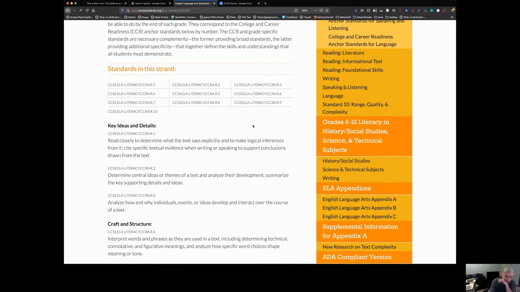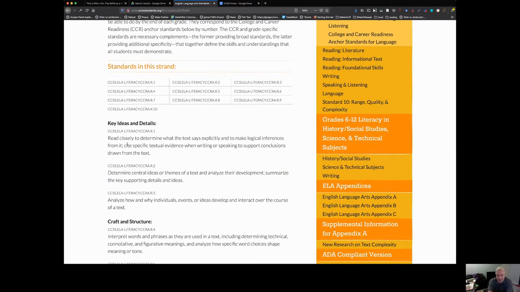So for example, just looking at this first one: read closely, determine what the text says explicitly and make logical inferences from it; cite specific textual evidence when writing or speaking to support conclusions drawn from the text. So they said, okay, this is what you got to be able to do at the end of 12th grade, let's walk it back till we get to kindergarten. And that's how those standards work.